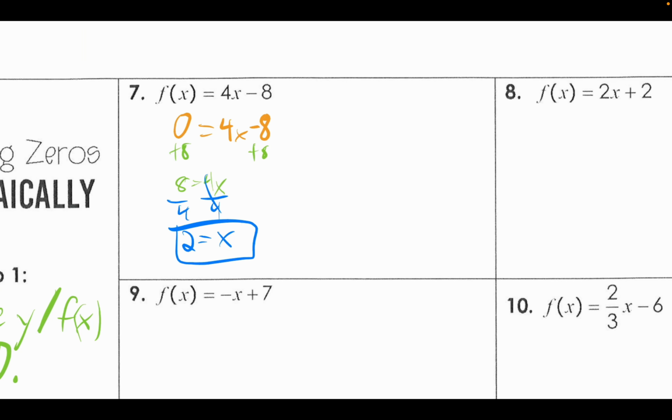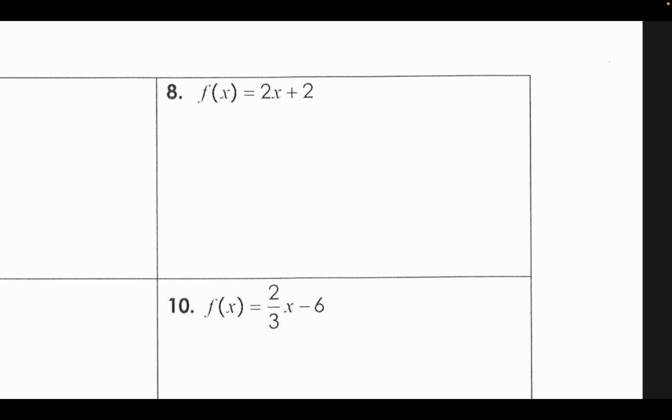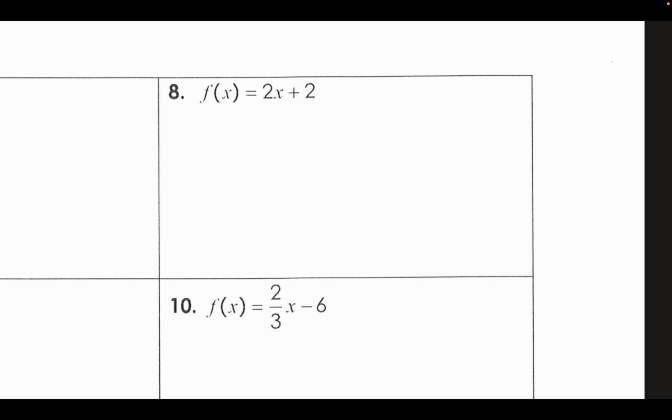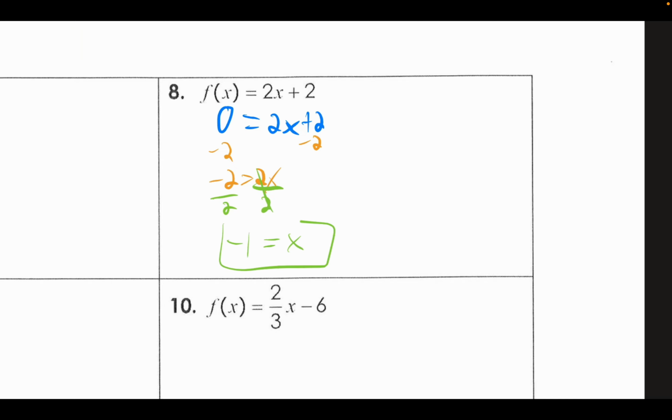I continue on to do the same thing on each of the next 5 problems. I'd encourage you to go ahead and try these. Hopefully you've already attempted number 8, but here it is. We replace f of x with 0 and get 0 equals 2x plus 2. Start solving by subtracting 2 on each side, and we get negative 2 equals 2x. I'm going to divide both sides by 2, and I have my x equal to negative 1.